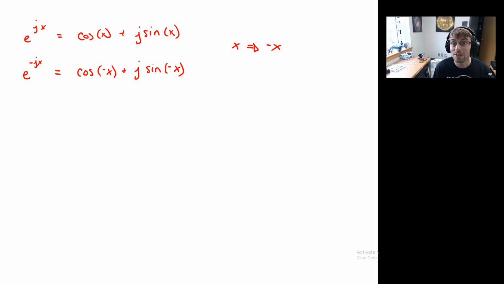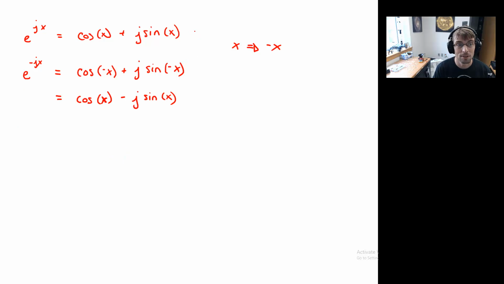But cosine is an even function, which means I can rewrite this as cosine of x. And sine is an odd function, which means I can rewrite it as negative j sine of x. Okay. So that's also a really helpful thing to remember.